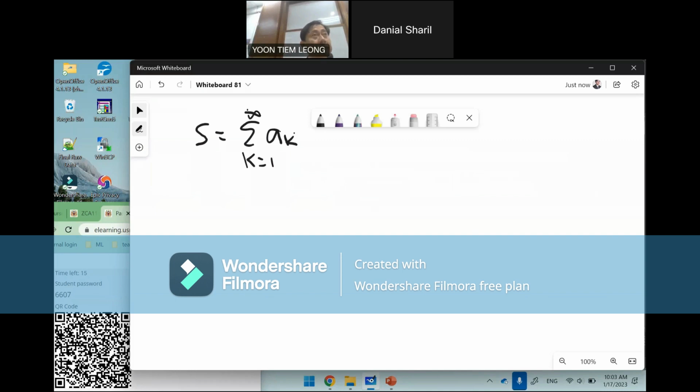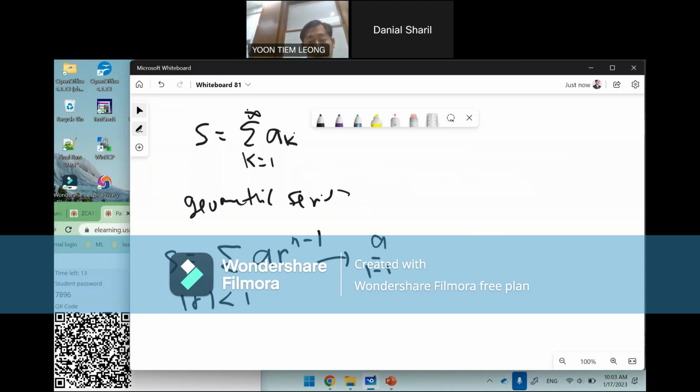So far we have discussed two types of series. The first series is geometric series. And for geometric series, it's very easy. For geometric series, the summation is in the form of A R to the power n minus 1. We know its convergence condition, that if the magnitude of R is less than 1, then the series would converge to A over 1 minus R. We also mentioned another series which is called the harmonic series.